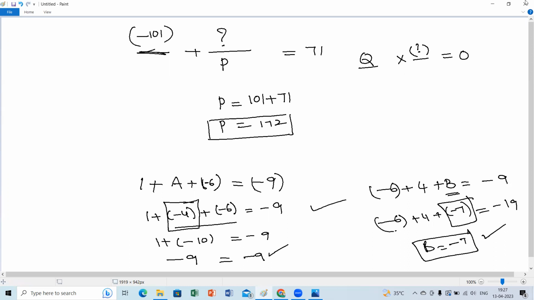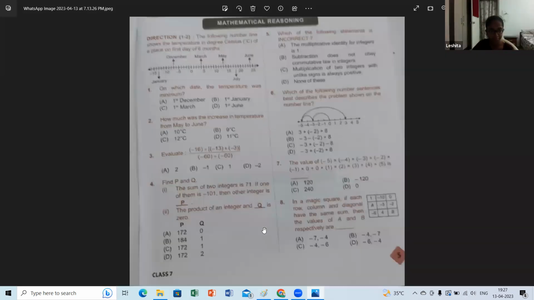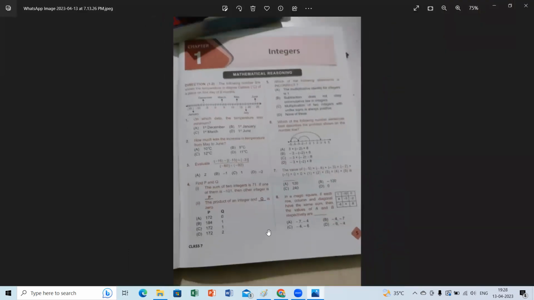Right. Very good. Leshita, understood? Did you understand all these questions? Any doubt here? No, ma'am. That's about your first page of integers in IMO.